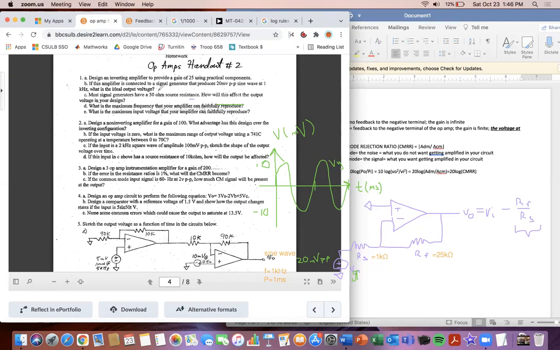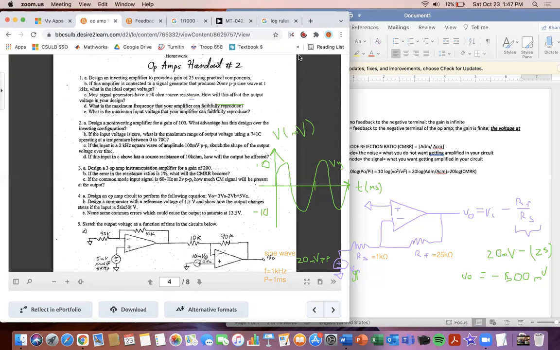We know the output is going to be equal to this 20 millivolts peak to peak times our gain, which we found was negative 25. So if I do 20 times 25, I'm going to get 500 here. Sorry, times that negative as well. So negative 500 millivolts peak to peak. And it's going to be kept at the same frequency. Don't worry about frequency. It usually stays the same from input to output. So the frequency is going to remain 1 kilohertz at 1 millisecond.